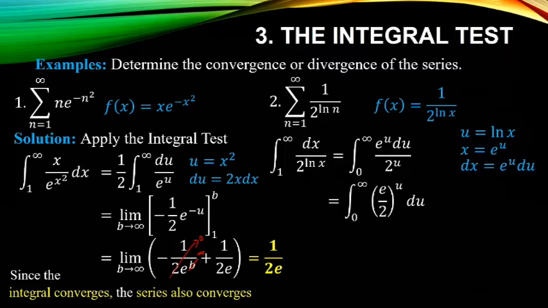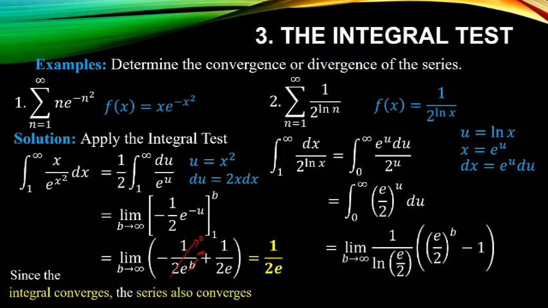Now, evaluating the integral, this is the limit as b approaches infinity of 1 over ln of e over 2 times e over 2 quantity raised to b minus 1. And as b approaches infinity, this also approaches infinity. So thus, the whole term approaches infinity. Since the integral diverges, the series also diverges.